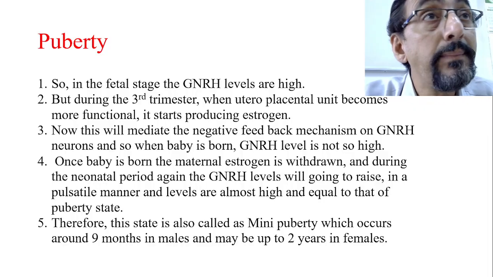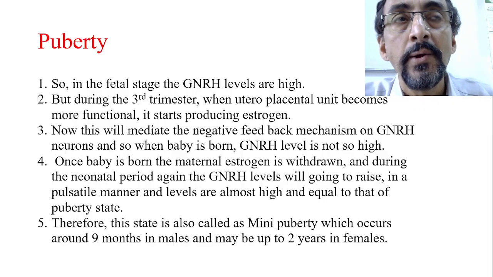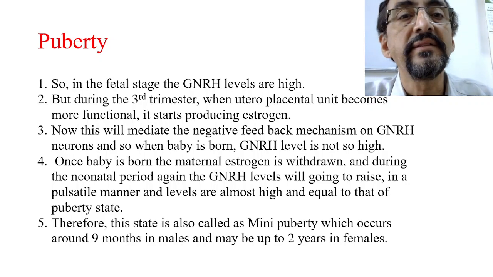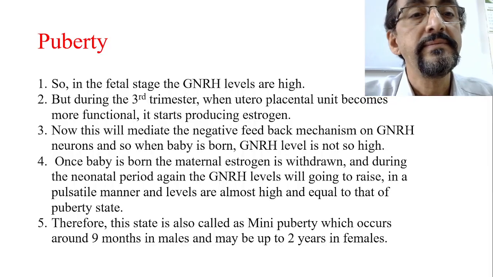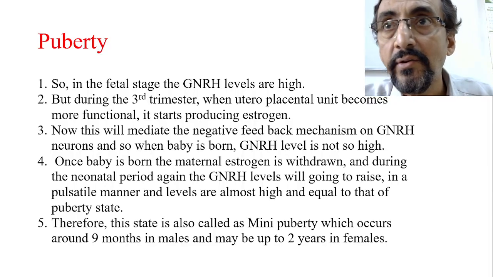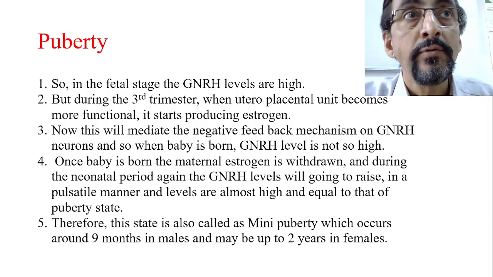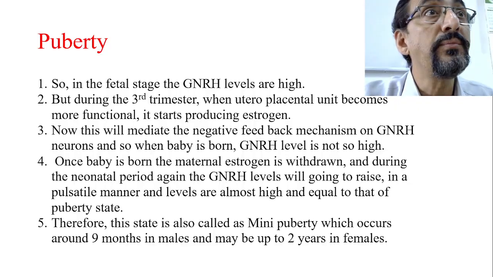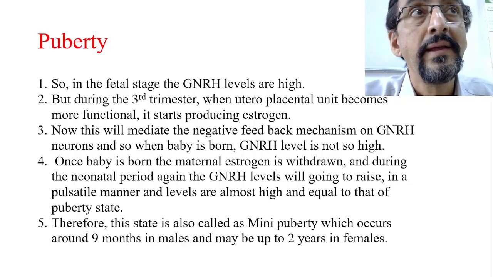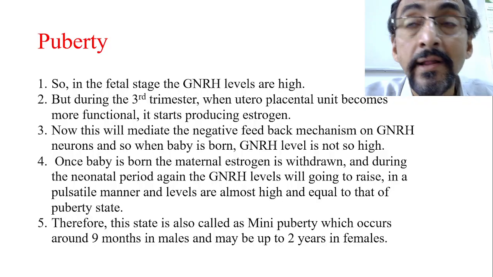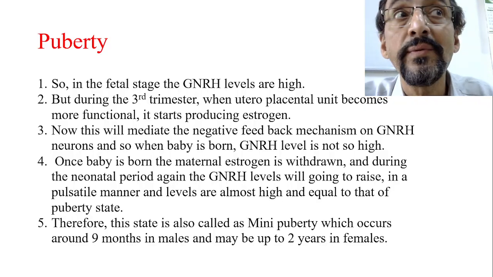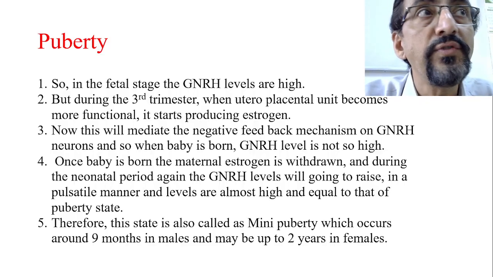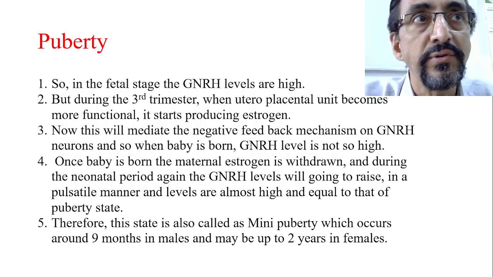But what actually happens during the third trimester? When the fetus reaches the third trimester, there is the uteroplacental unit, isn't it? There is a uterus and a placental unit. So during the third trimester, this unit becomes more and more functional, and we know that when the uteroplacental unit is more and more functional, it produces some of the hormones, and especially it produces estrogen. Placenta produces estrogen. I think you know that.